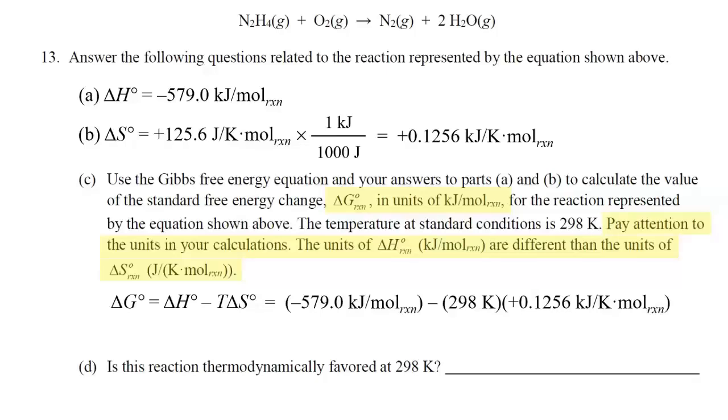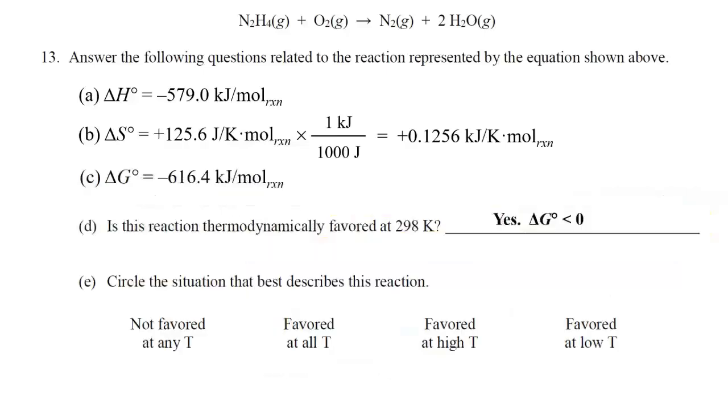So negative 579 minus 298, which is the temperature, times positive 0.1256. We do this math, and we get a delta G of negative 616.4, and the units are kilojoules per mole of reaction. So is this reaction thermodynamically favored at 298 kelvins? And the answer is yes, because the sign of delta G for this reaction is negative.